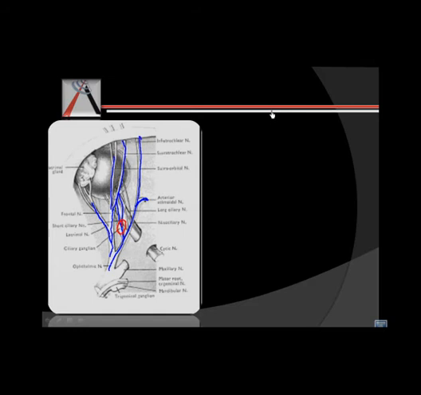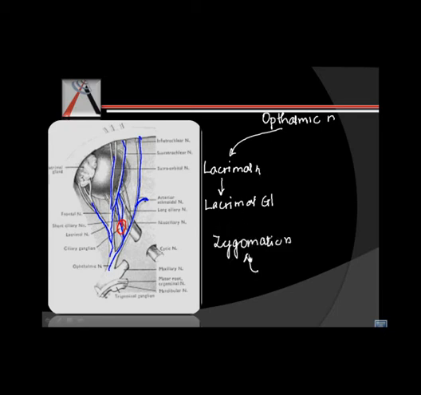So we'll just summarize the branches of the ophthalmic nerve. The ophthalmic nerve gives the lacrimal nerve that supplies the lacrimal gland. The fibers to the lacrimal gland through the lacrimal nerve come from the zygomatic nerve that receives these fibers from the sphenopalatine ganglion that carries the fibers of the seventh nerve.